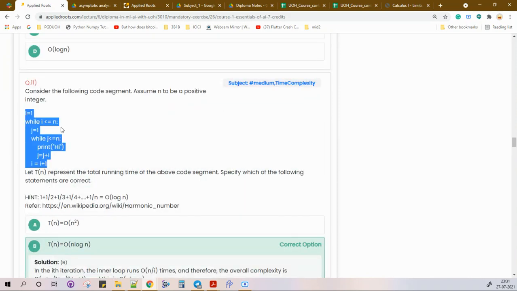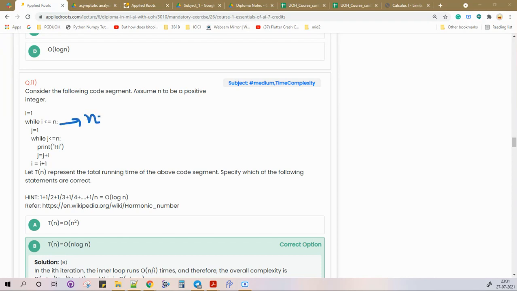How many variables do we have? i and j. So we have just two variables. i is initiated here, j is initiated here. Okay, that's fine. So while i is less than or equal to n, this loop will run n times, right? I don't know what the answer is, but let's try to solve it if we can in less time. So this will run n times. That's fine. Now j is less than n, so this will also run n times.